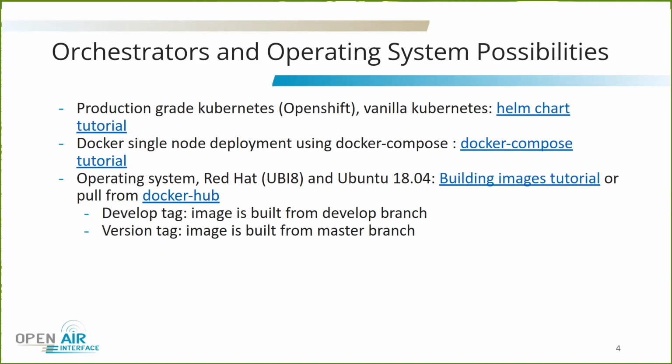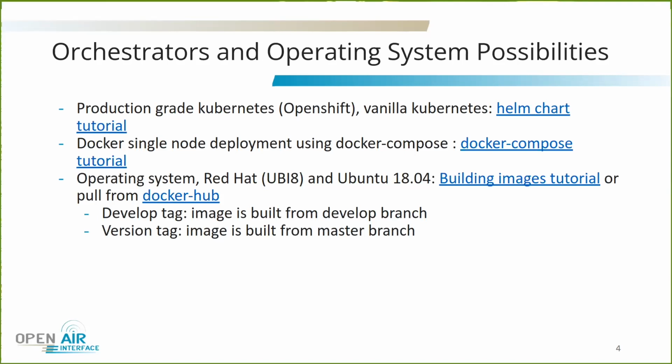So for today, we can deploy the core network using two different methods. The first is using Helm chart. The Helm chart method is used to deploy on a production grade Kubernetes cluster or a vanilla Kubernetes cluster. And you can also use Docker Compose, which is quite lightweight. You can do it on your personal computer. You can deploy the OAI core network on your personal computer. I do the testing on my own computer.